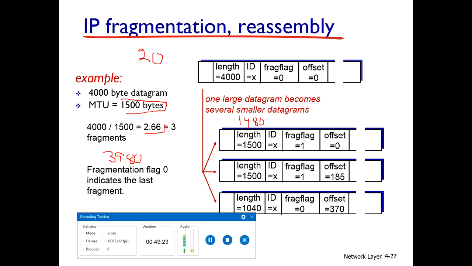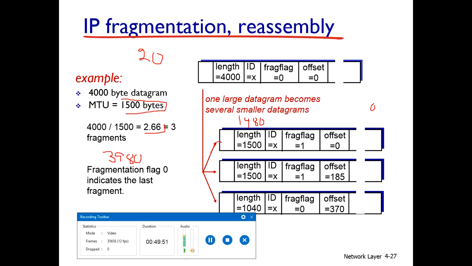Identification can be anything. The fragmentation flag is set to 1. That means there is one more fragment of this IP datagram. Offset is 0. Offset means data is inserted from the beginning, at byte 0. So the first 1480 bytes of the data have been inserted.